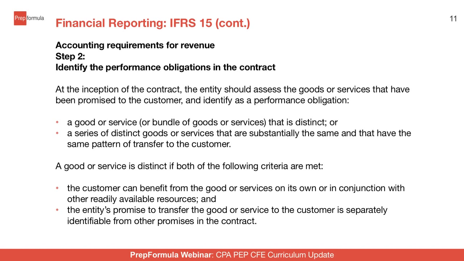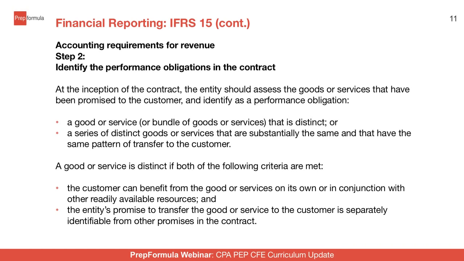So when you first start the contract, you should first assess whether you've been promised the right goods or services and identify that as a performance obligation, right? So this could be a good or service and figure out, what is this? It has to be distinct, right? You have to get a clear understanding of what it might be. This could also be a series of distinct goods and services that are substantially the same, that have the same pattern of transfer to the customer.